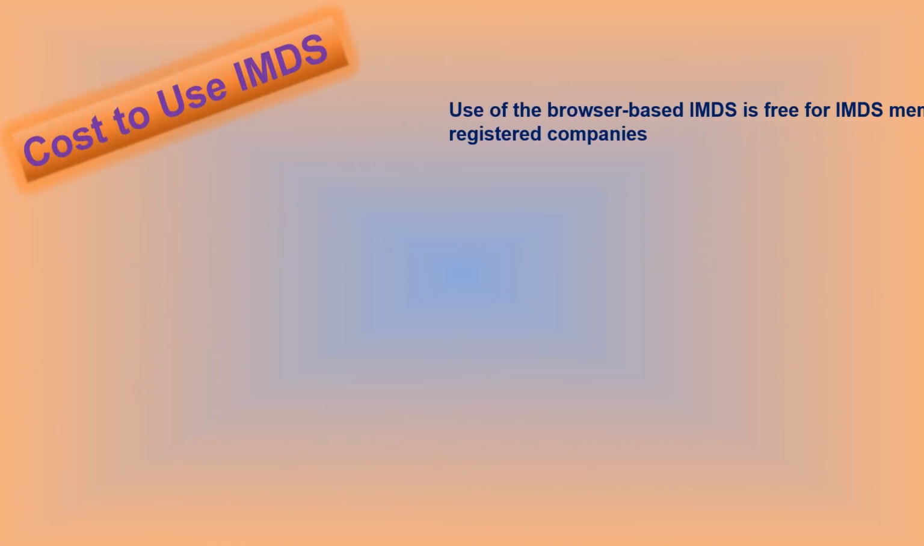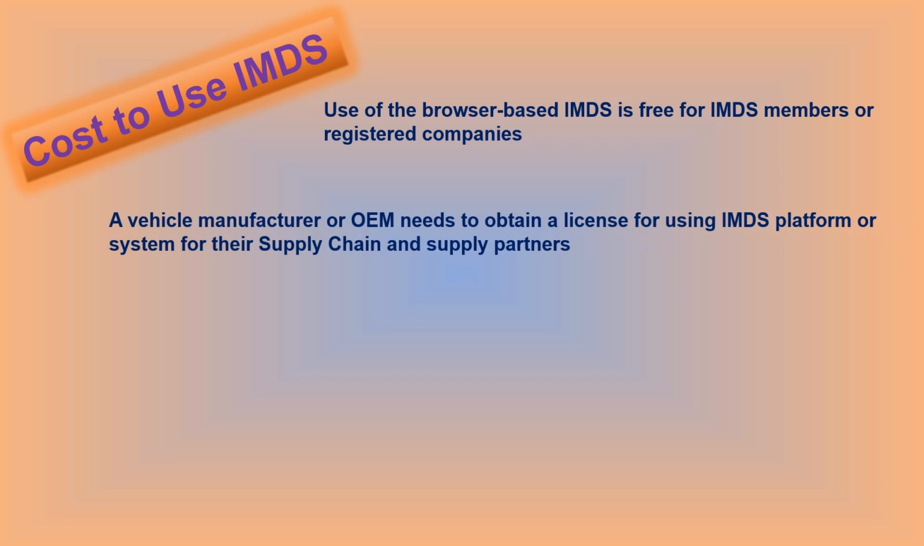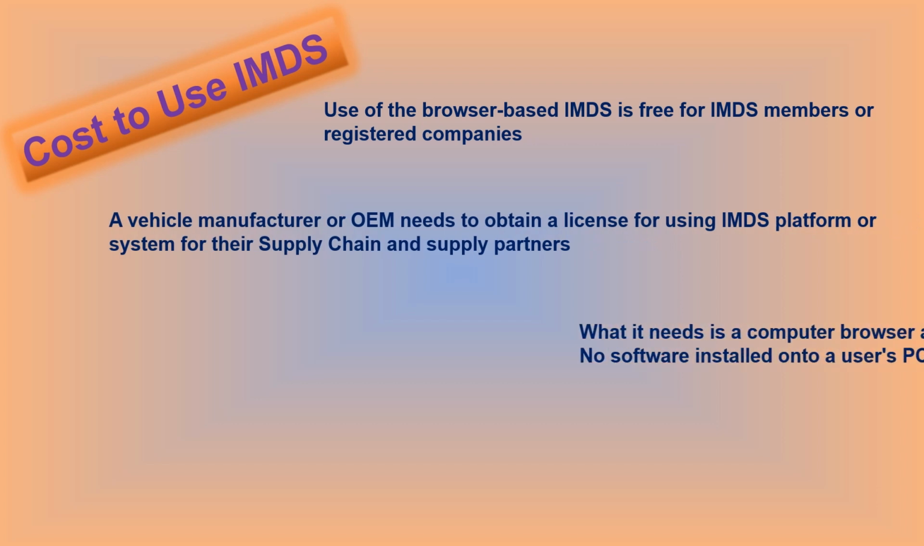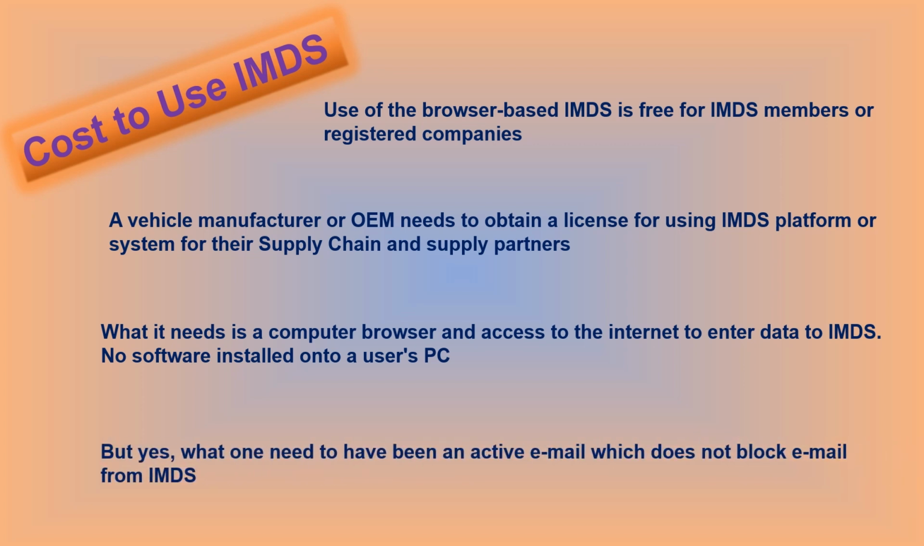Use of the browser-based IMDS is free for IMDS members or registered companies. A vehicle manufacturer needs to obtain a license for using the IMDS platform for their supply chain and supply partners. What is needed is a computer browser and access to the internet to enter data into IMDS. But yes, what one needs to have is an active email address which does not block email from IMDS.